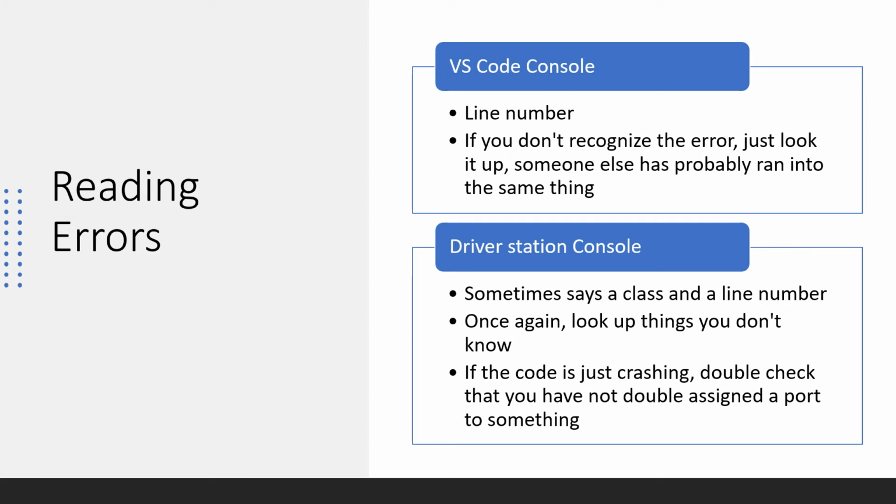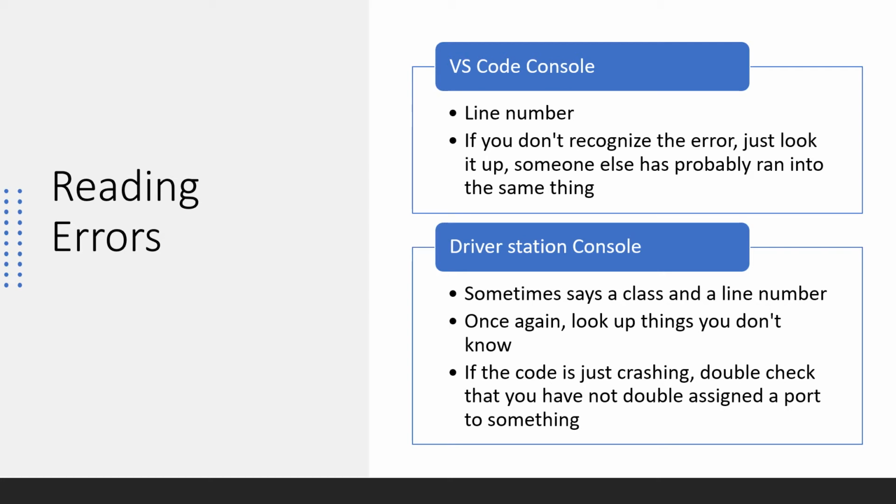Now, reading errors on the driver station console, sometimes the console will say a class and a line number where the error occurred, and this is usually pretty helpful for finding where the error is at. Once again, look up things you don't know or that you don't recognize.